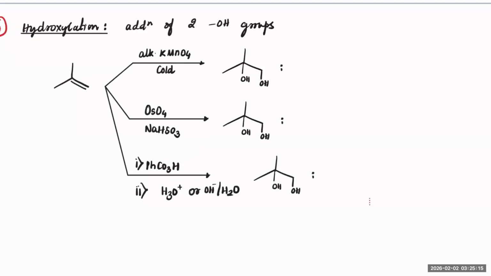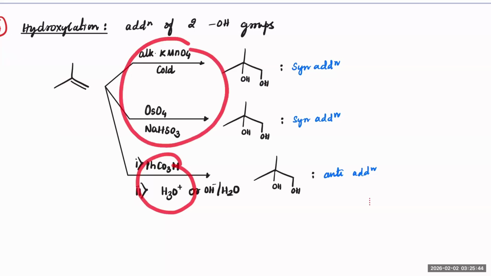And when you have alkaline KMnO4, it is basically a syn addition. It is a syn addition here. While osmium tetroxide is also a syn addition. And in this case, it is going to be trans addition. Sorry, not trans, I mean anti addition. If you want an anti addition, then you will use the peroxy acid. If you want a syn addition, you will use any of these two.